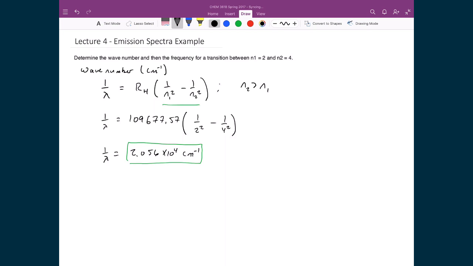But now if I want to find the frequency, I need to convert this value into meters. And the reason I need to do that is because I'm going to use this equation, the speed of light is equal to lambda nu. And the speed of light, this value c, its units are in meters per second. This value for nu is in inverse seconds, which means that my lambda must be in meters.